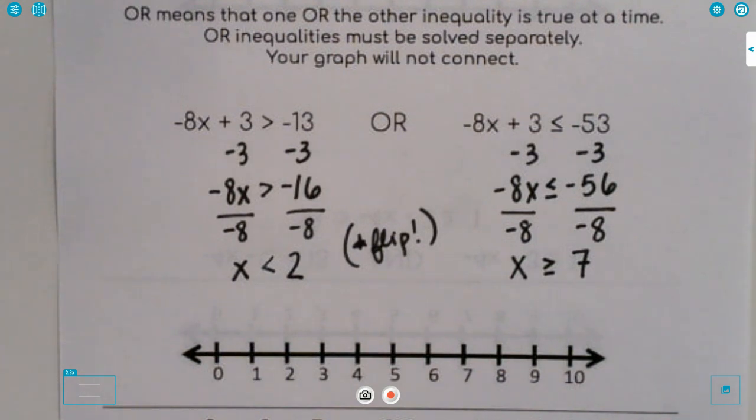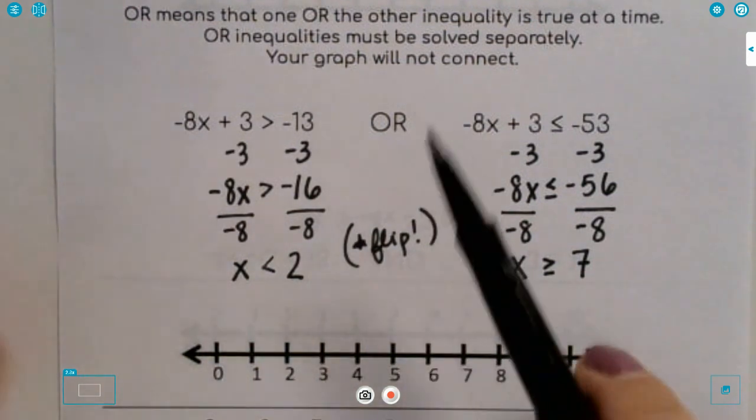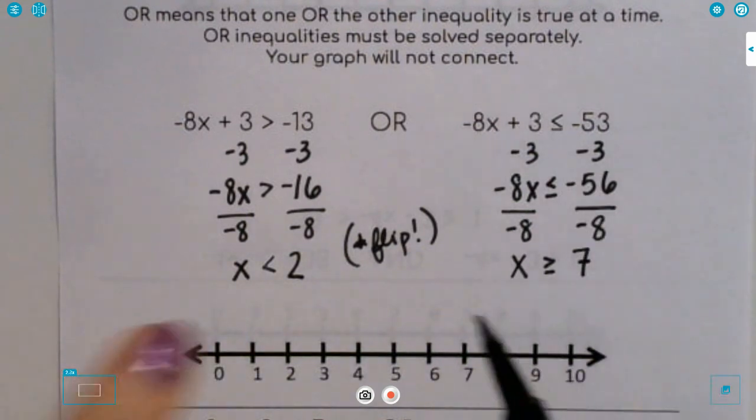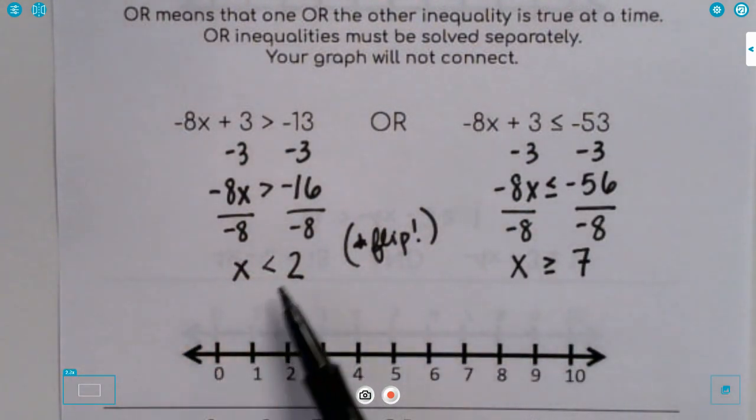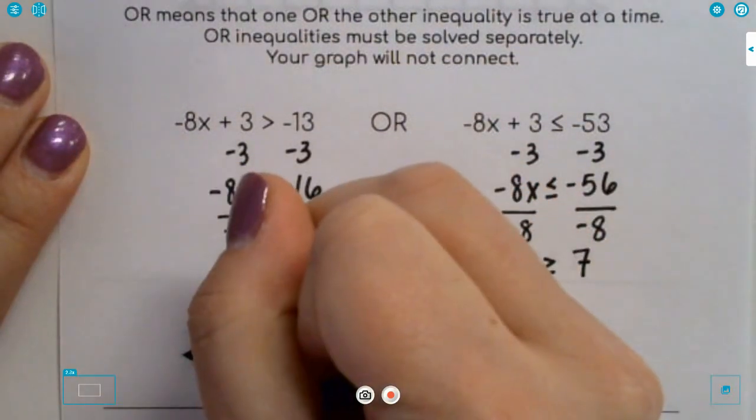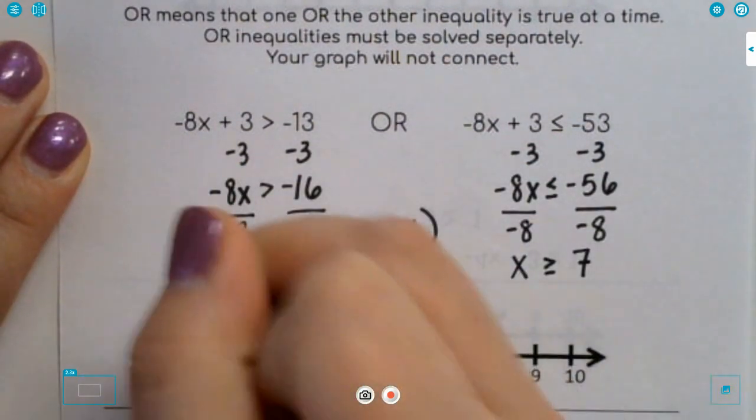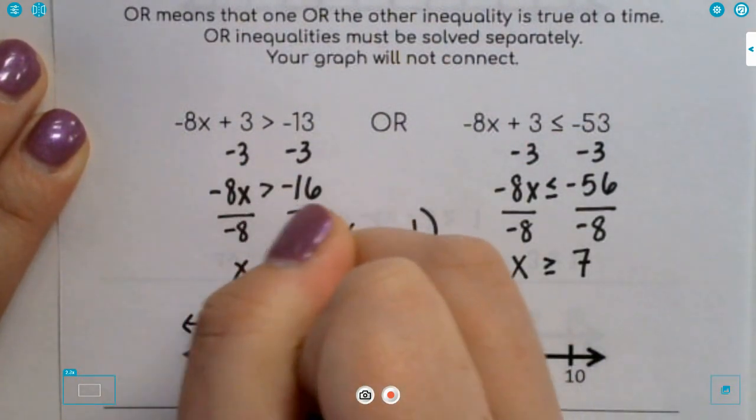Okay, so from there, any questions about solving either of those? Okay, we are going to graph them. When we graph this, your graph will not connect. So they're going to go out in either direction. So x is less than 2. For a less than, we'll do an open circle, and our arrow will go to the left.